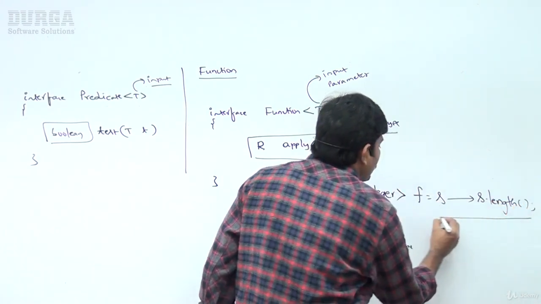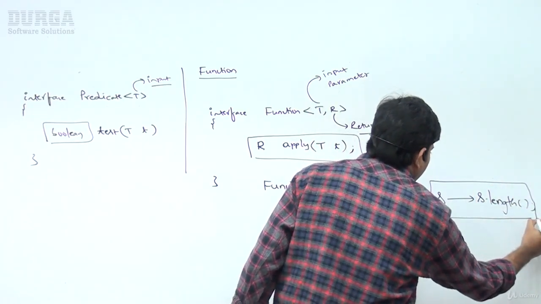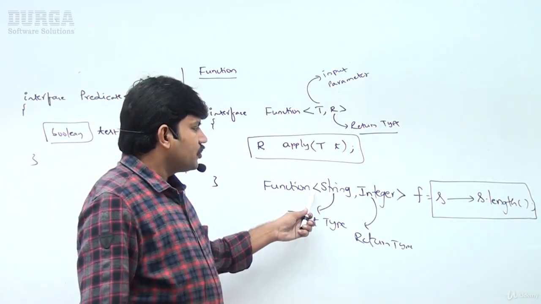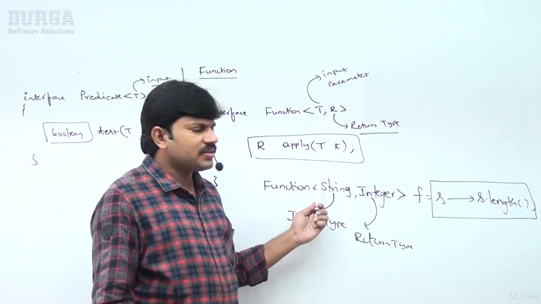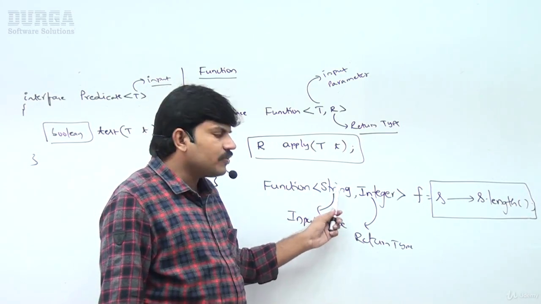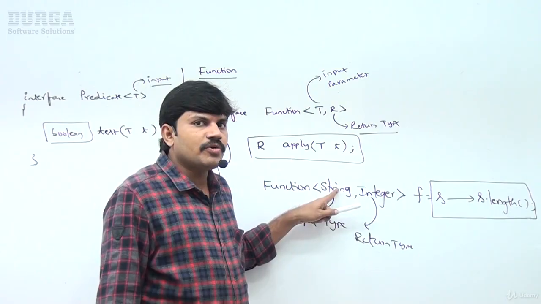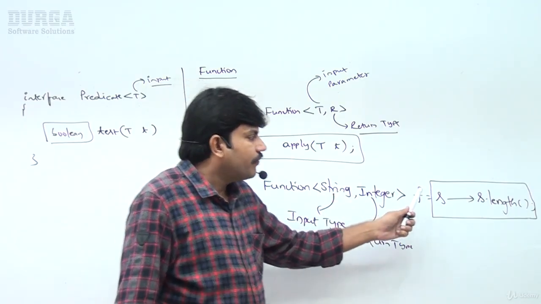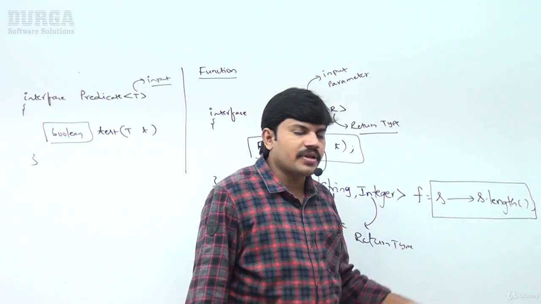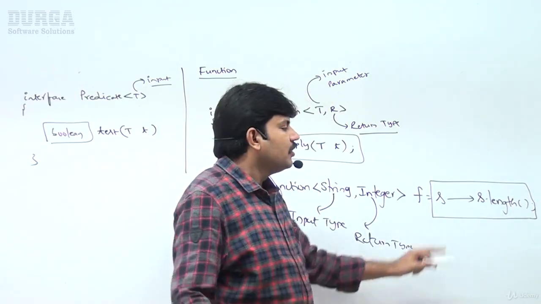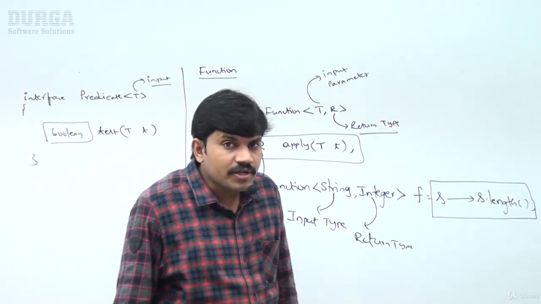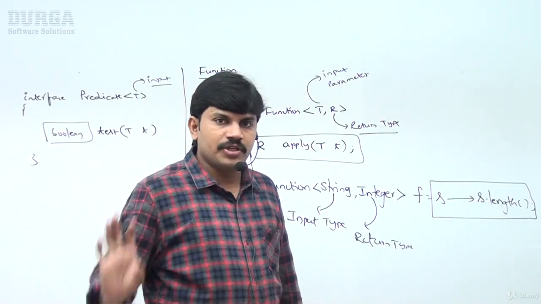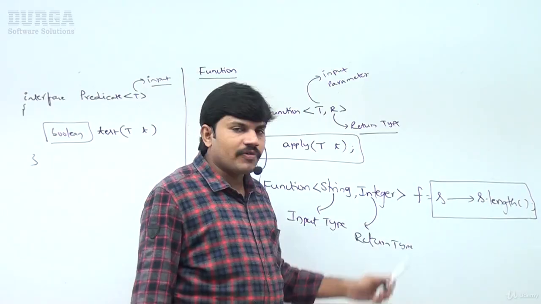This is the lambda expression. Remember this one, sir. Have you observed? So it's a simple function. Function of String comma Integer. What type is the input, sir? String type. Next, what type is the return type? Integer type. If I provide a string, it is going to return s dot length. What type does the s dot length method return, sir? Int value. Make sure, sir, this is a simple function.